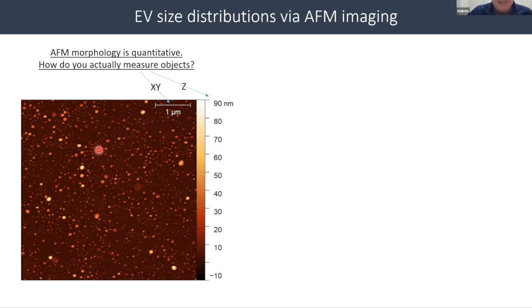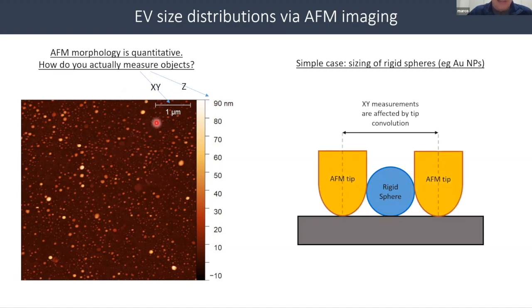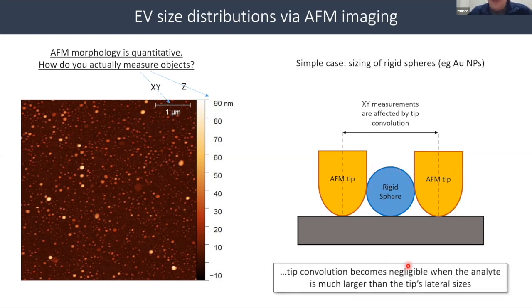So how do you actually measure vesicles that you have deposited on a surface? Well, you might be tempted to just measure the diameter that you see here on the plane, but that's suboptimal because all the XY measurements you get in AFM are the convolution of the real size of the object plus the size of the AFM tip, as you can see in the cartoon. This becomes negligible when your analyte is perhaps 100 nanometers or tens of nanometers large, if the tip is one of the sharpest available, but it's still important in the case of very small dots.